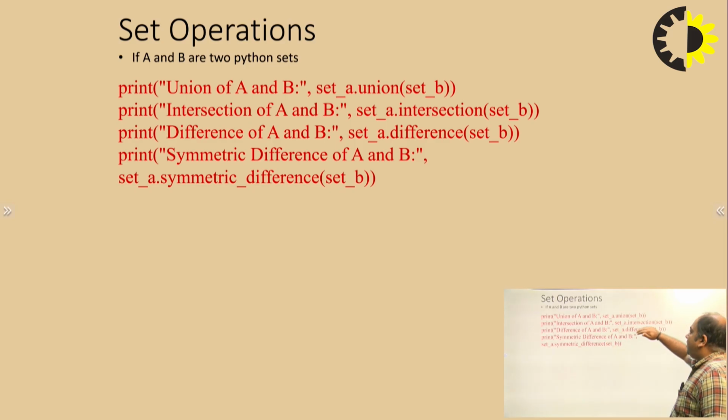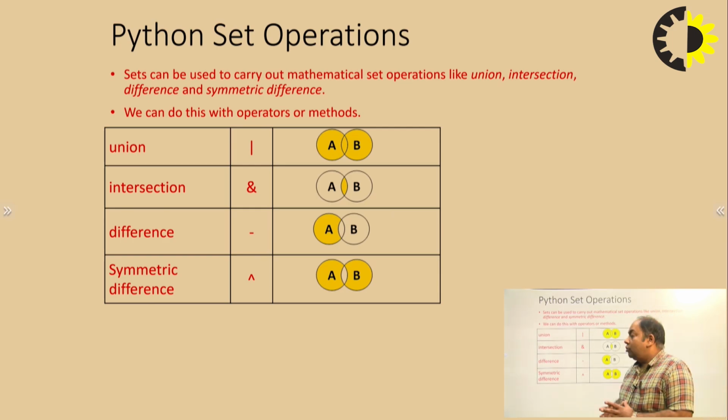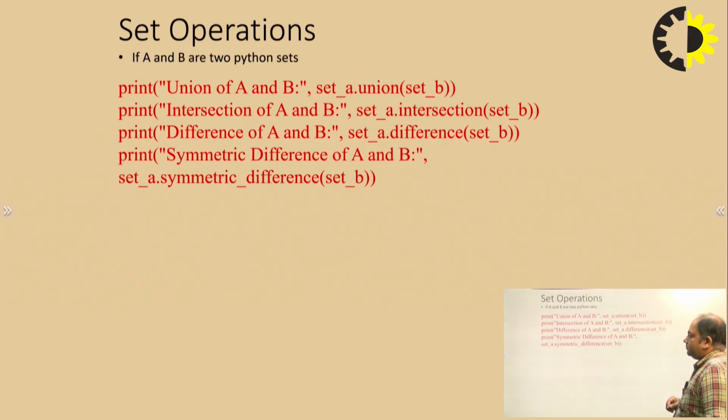If we want the intersection, we use set A.intersection(set B). If we want to see the difference between set A and set B, we use difference. And the symmetric difference basically means the values which are not the same: all the elements of A and all the elements of B, but unique. They should not be similar. So for symmetric difference, we use symmetric_difference.